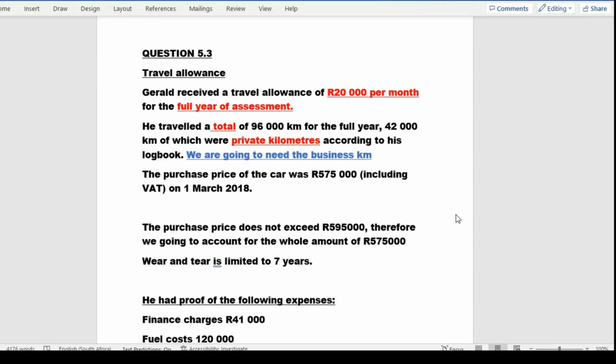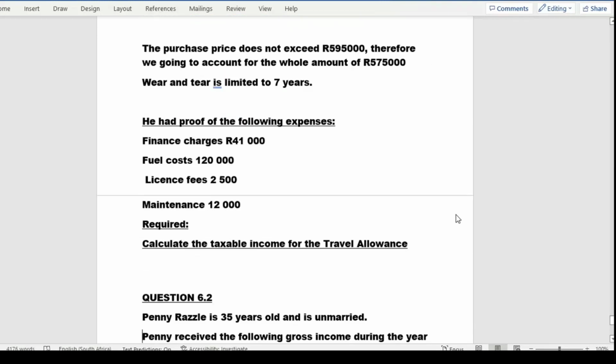There's a provision of the following expenses. We've got finance charges of 41,000, fuel cost 120,000 rand, license fees of 2,500 rand, and a maintenance plan of 12,000 rand. The requirement says to calculate the taxable income for the travel allowance. First thing first, when you're dealing with this kind of question, table. You're going to look at the table. Let me just go to my guide quickly. If you've got a study guide with you, I'm going to give you the page for the table. Just a moment for me.